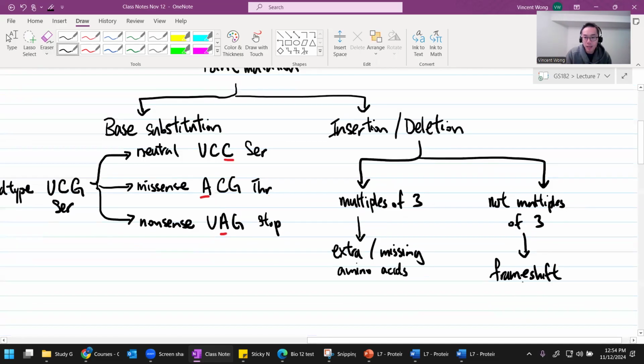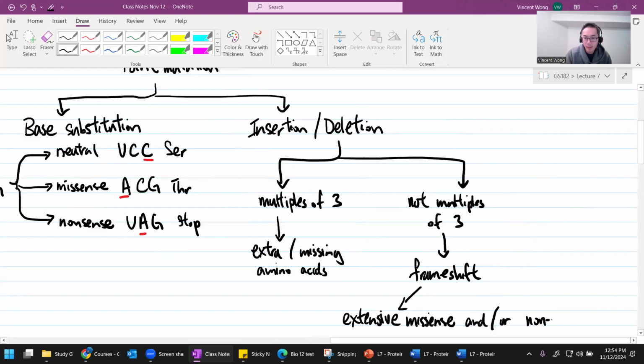Okay, and frame shift is going to be extensive missense, and or nonsense. I'll explain. Okay, just copy it down first, and then I will explain it to you.